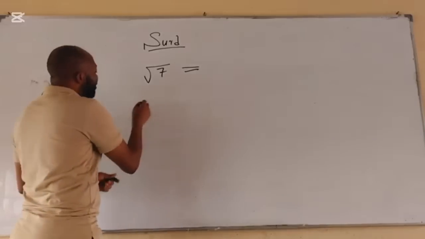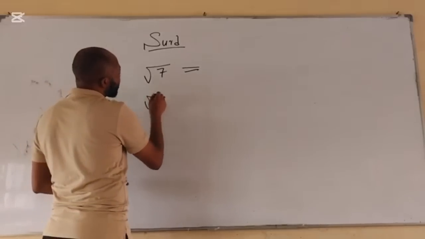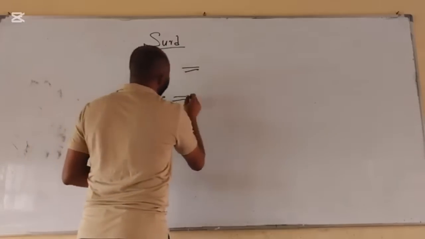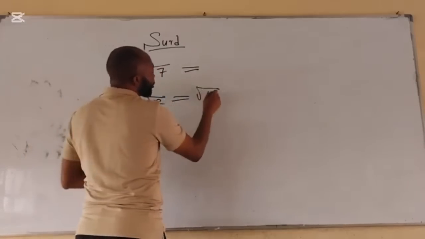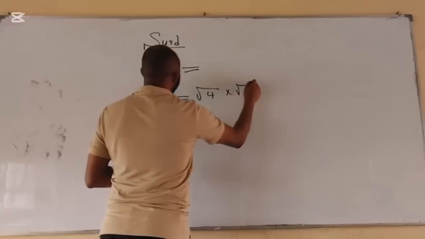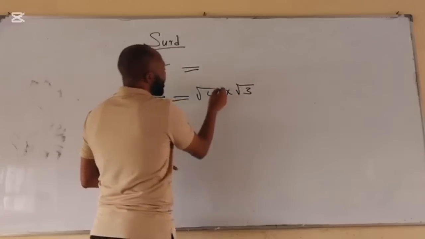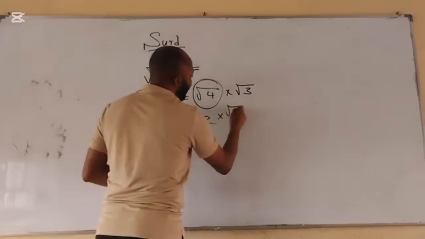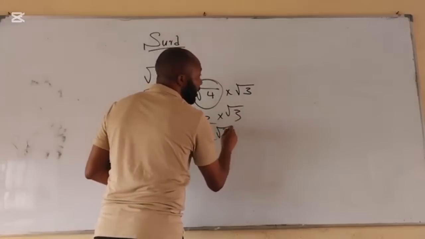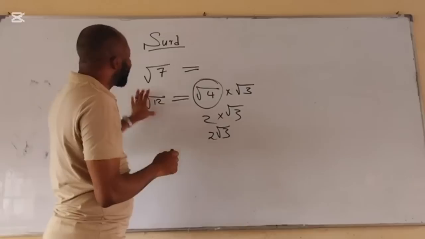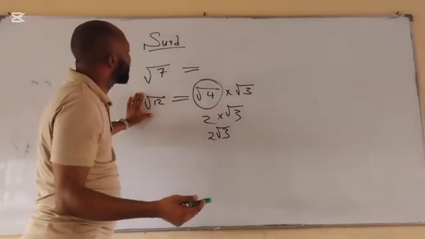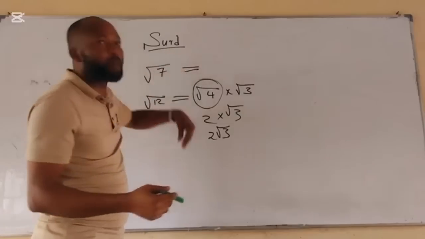But if I have something like root 12, where I know that this can give me root 4 times root 3, the root of 4 is 2, times root 3, which is 2 root 3. So realize that this is not in its basic form. It can only be in its basic form if it cannot give you a number that is a perfect square.